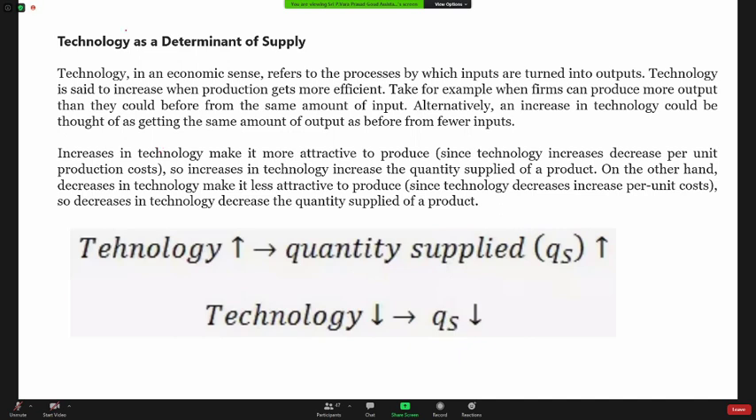So technology is one of the determinants of supply, which is very simple. The better or more advanced the technology operated by a firm, the lesser will be the costs, and thereby the higher will be the quantity supplied. Today we have already discussed technology, and we try to understand the difference between discovery and invention, which you already know, I believe.